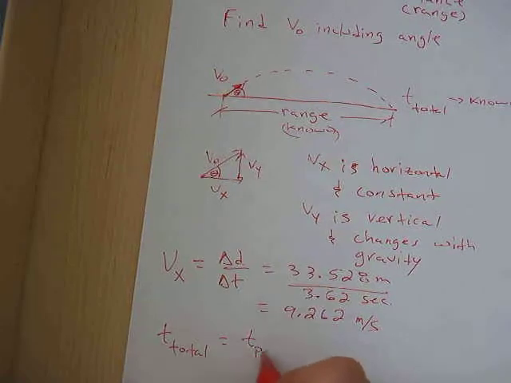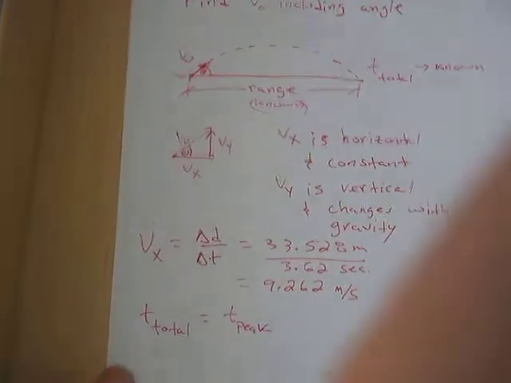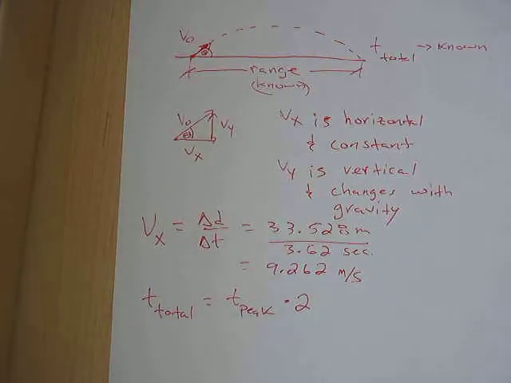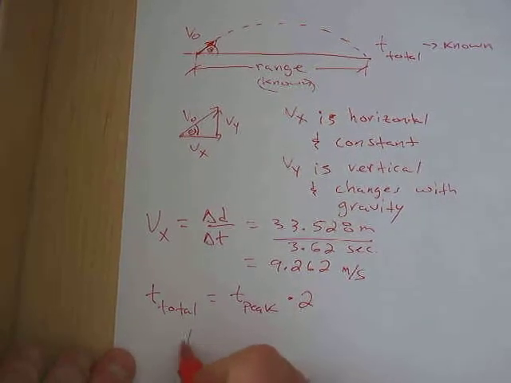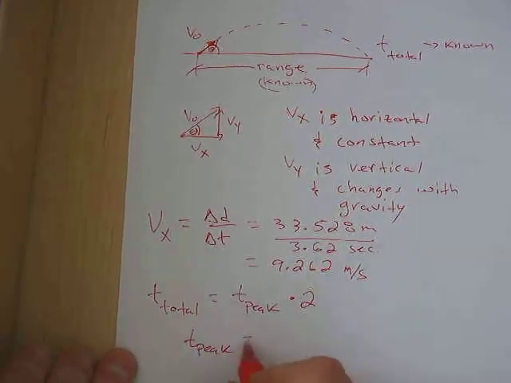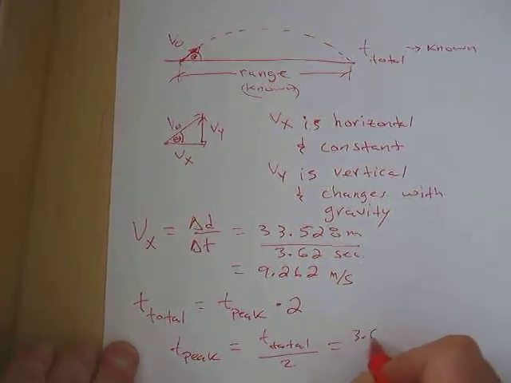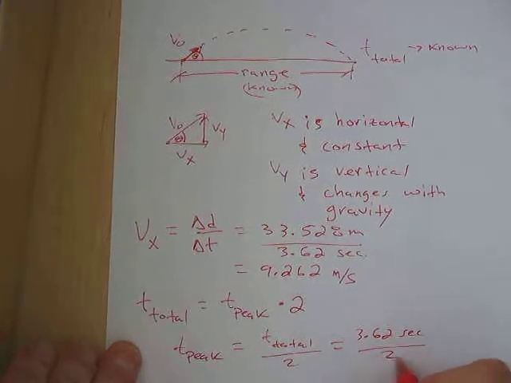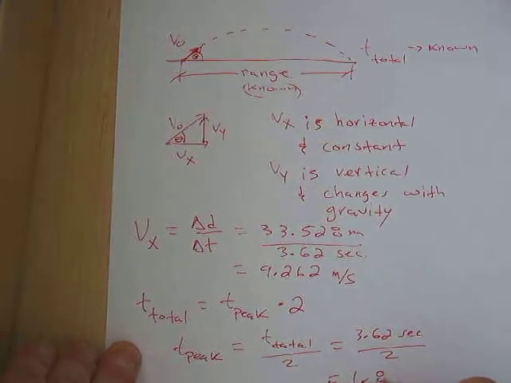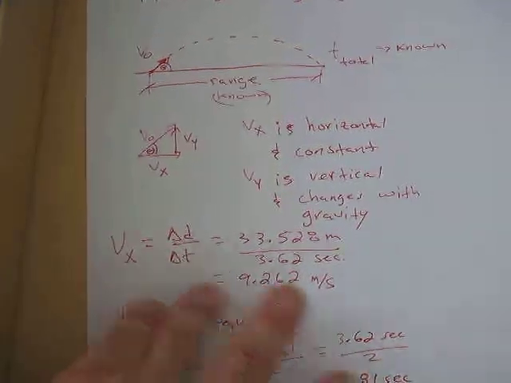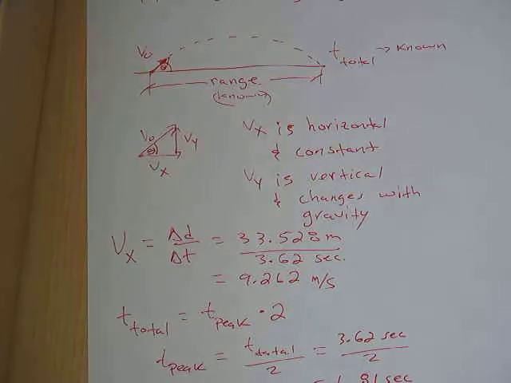What we have to remember there is that T total equals T, what I refer to as T peak, the time to the peak, times 2. Because again, we're assuming perfect parabolic flight. So that means the peak is halfway through the total flight. So in this example, my T to the peak is going to equal T total divided by 2, or 3.62 seconds divided by 2, or 1.81 seconds to peak.